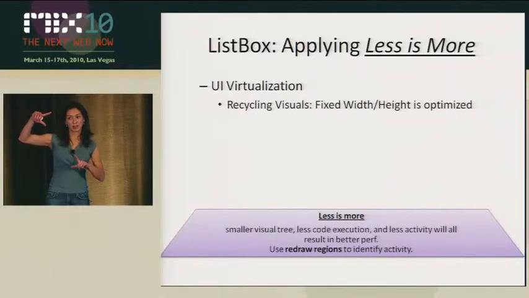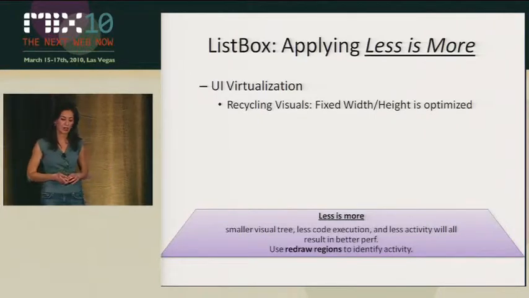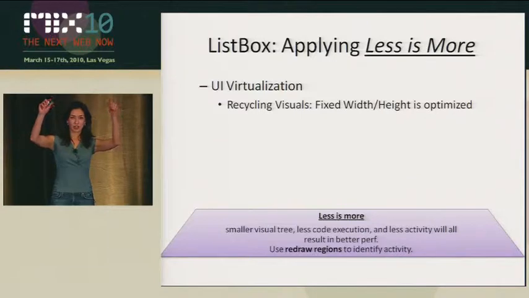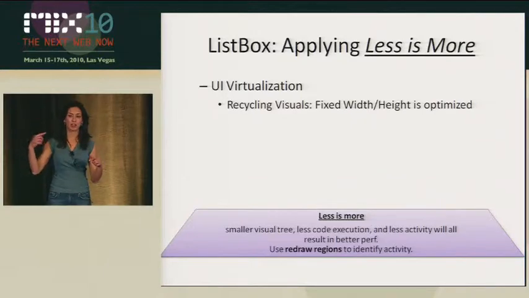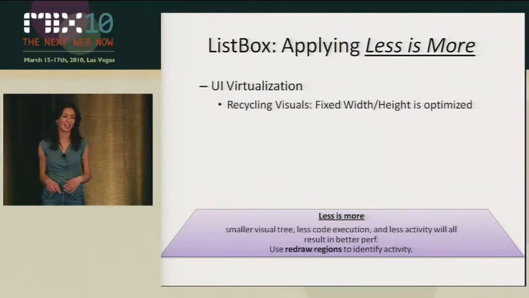there's 6 of them that are visible. Those 6 have a visual tree. And then there's 5 above and 5 below. Those are hard-coded right now. As you scroll, we recycle the visuals so that we're not reallocating a new visual tree every time. And right now we've optimized for fixed width and fixed height. And we're going to actually try to optimize for unfixed height and width by ship.